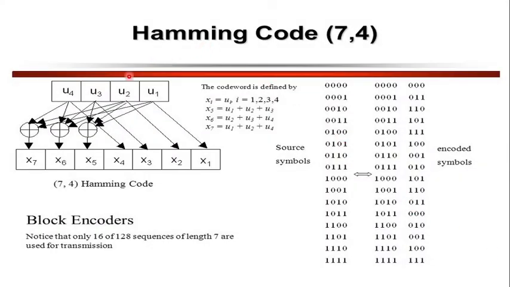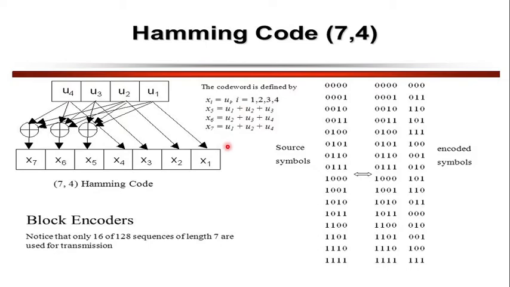First of all, we are going to give 4 bits to the data message. After these 4 bits are given, they will be divided into 3 different combinations as given in the code word. The code word will define the other 3 parity bits. As you can see, x5 is representing u1 plus u2 plus u3. In this given formula, the plus is acting as an XOR.